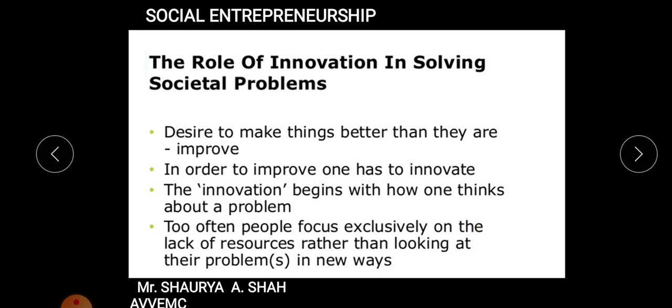Too often people focus exclusively on the lack of resources rather than looking at their problems in new ways. Take a very common example of a layman. There is a vast difference between a layman's and an entrepreneur's mindset. As laymen, we take every day as a problem, because we do not have the resources to solve it. That is a very simple situation. What is an entrepreneur doing? He looks at the problem from a different perspective. He compares that problem with the actual available resources and reconnects both of them. He thinks about the problem in a different way, utilizes the available resources, and then solves the problem. That is the mindset of the entrepreneur.